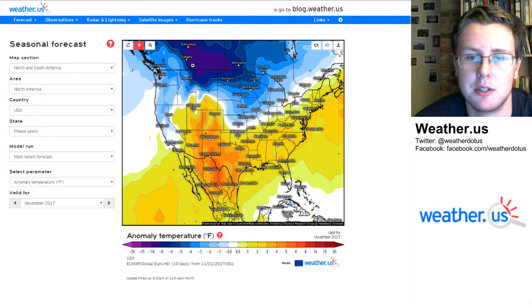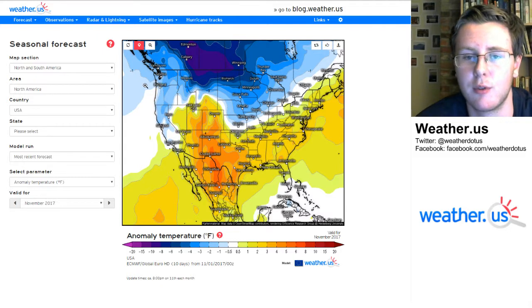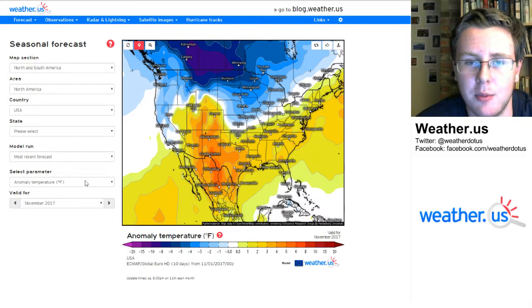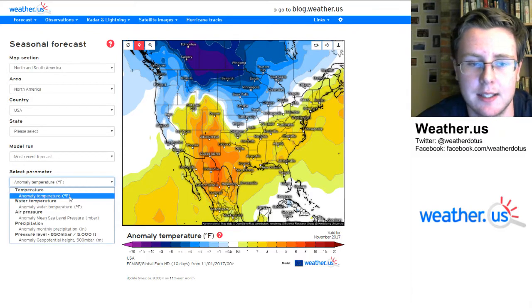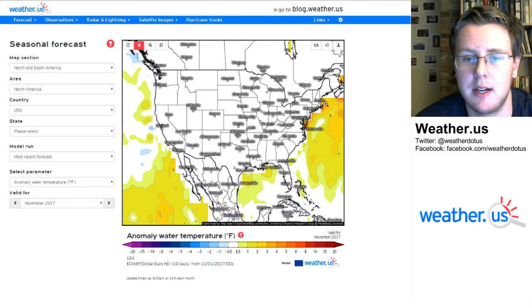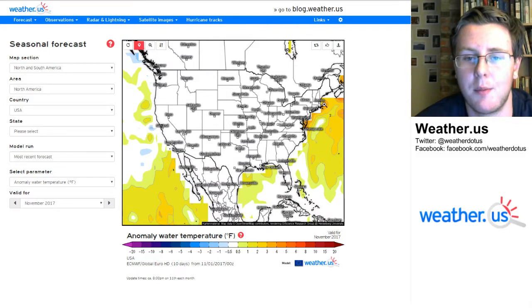And then the same goes up here in the colder than normal area. This doesn't mean that Eastern Canada is going to see the same temperature as Western Canada. It just means that they're both forecast to be slightly below normal. So we have a number of different parameters available here for the seasonal forecasts. We have anomaly temperature. We have water anomaly temperature. So this is what the forecast is for the sea surface temperature, compared to the climatology for that area. Once again, this is forecasting warmer than normal water temperatures in November off the New England coast.